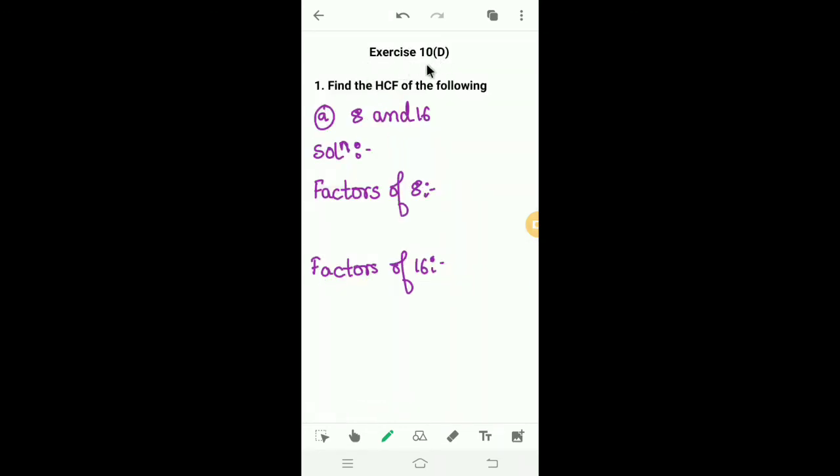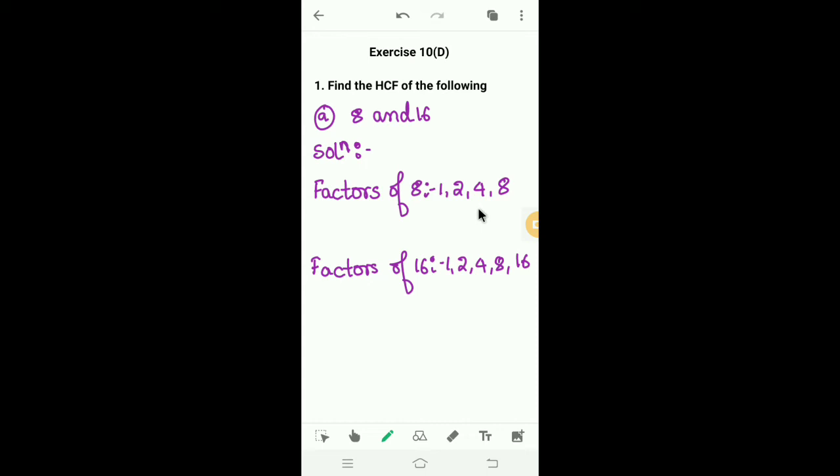Let's solve exercise 10D. Find the HCF of the following. First one, 8 and 16 by listing method. First we have to list all the factors of the given numbers. Factors of 8 are 1, 2, 4 and 8. Factors of 16 are 1, 2, 4, 8 and 16.